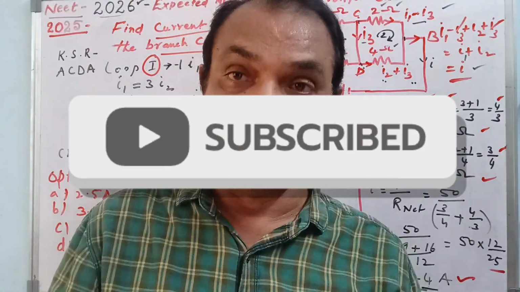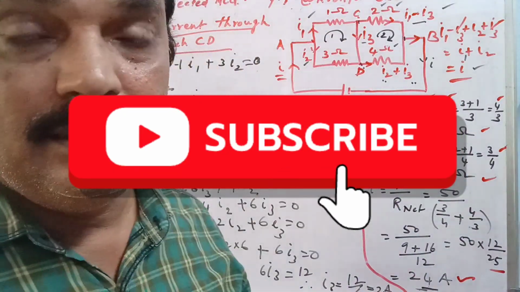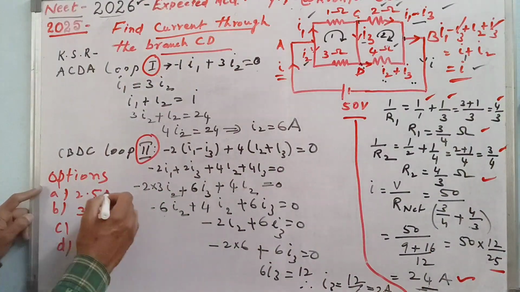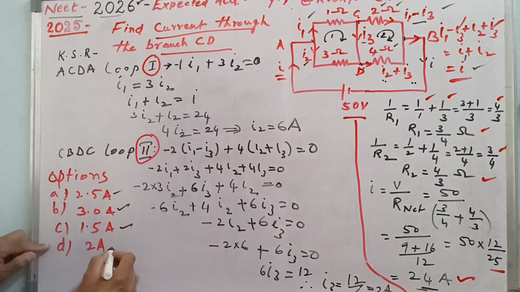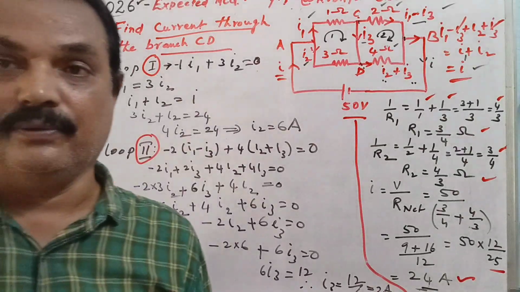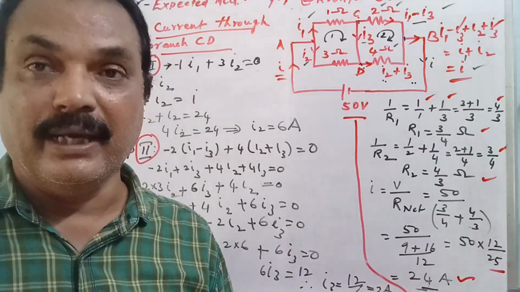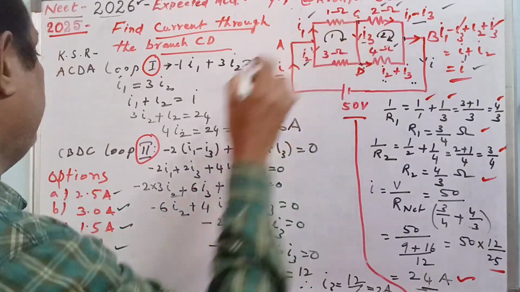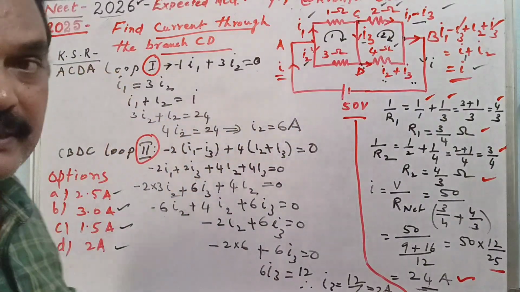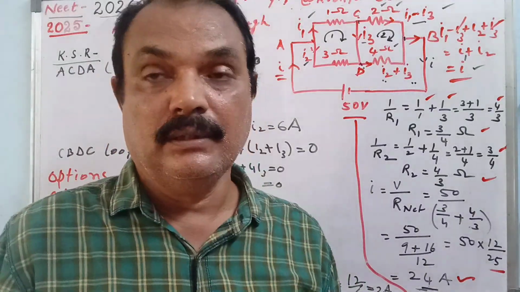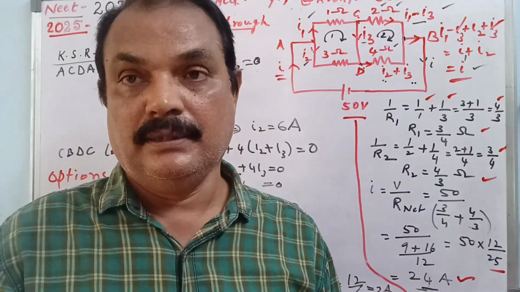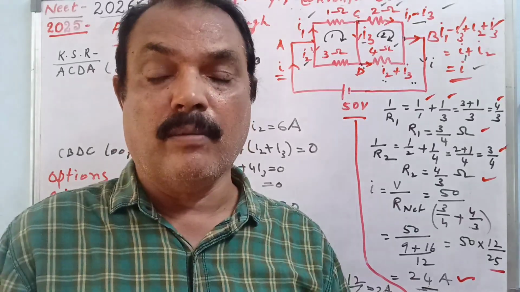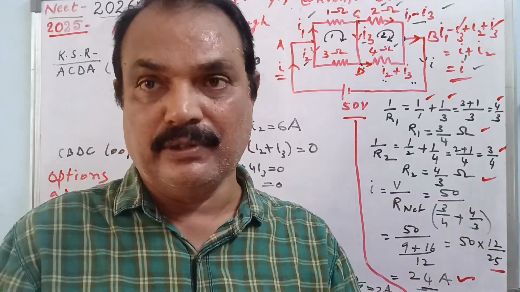Then what else do you have to do to find this current? Actually, what is it asking? You are given 4 options: 2.5, 3, 1.5, and 2. Which is correct? You should know. How do you know? You can't imagine; you have to solve it. So how to solve? You need to take Kirchhoff's second rule. According to Kirchhoff's second rule, the sum of the potential rise and potential drop is equal to 0. Okay, that you can take.